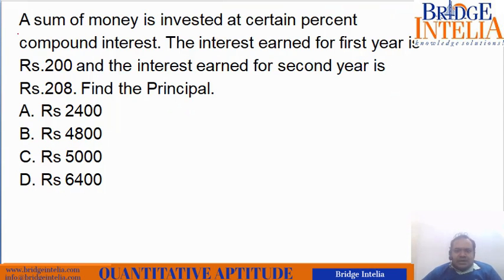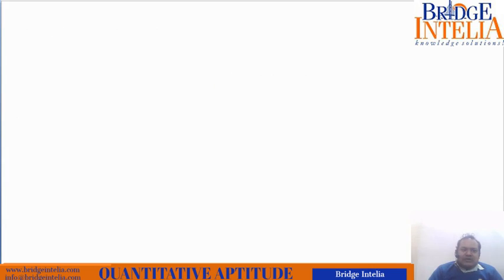Now let us see this one. A sum of money is invested at a certain percent compound interest. The interest earned for the first year is rupees 200 and the interest earned for the second year is rupees 208. Find the principal. Please understand something. Before solving this question, let us refresh a very important concept that you need to understand.